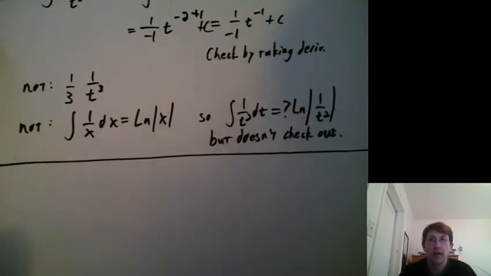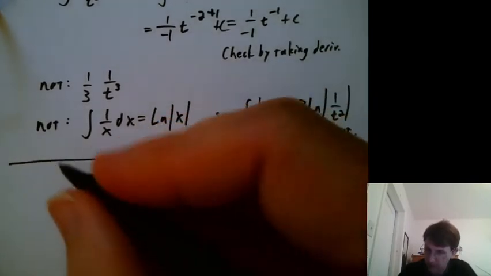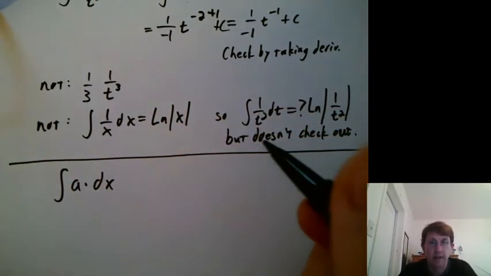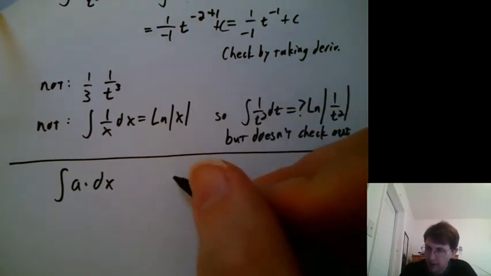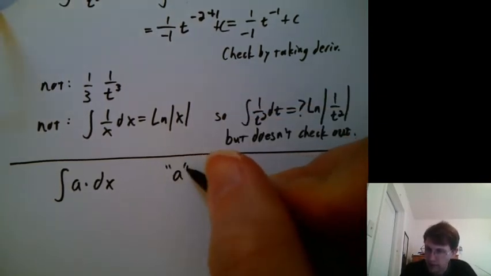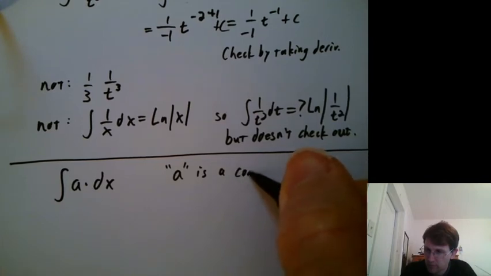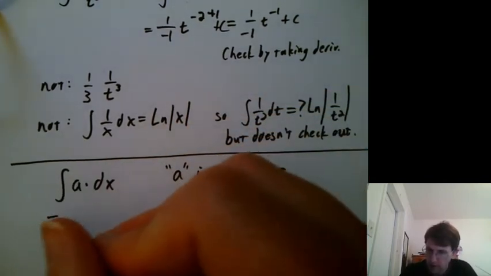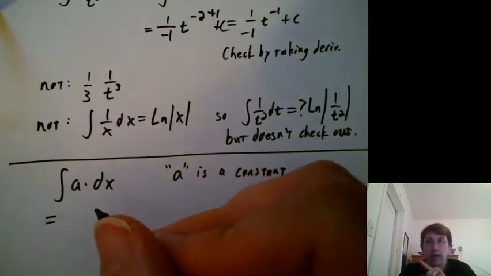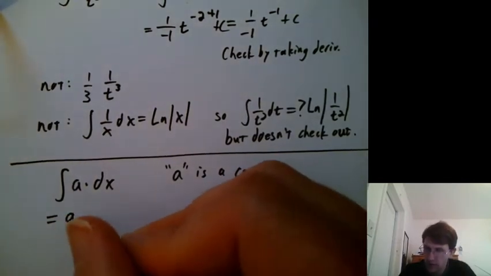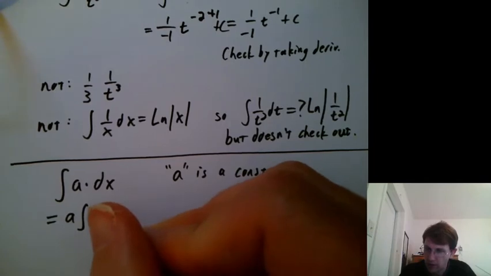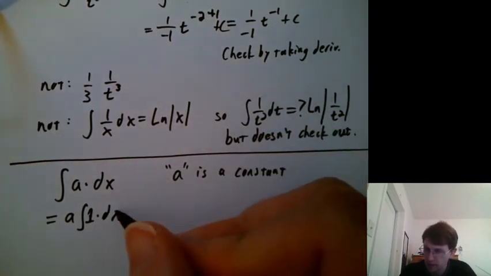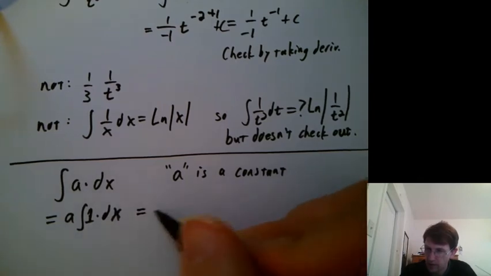Another one seems simple, but is maybe a little subtle. How about the integral of a dx? And a is a constant. What I would do is move the a out in front. Well, you don't have to, but that's one way to do it. And what you're left with inside is a 1. And then you'd say, what's the integral of 1?